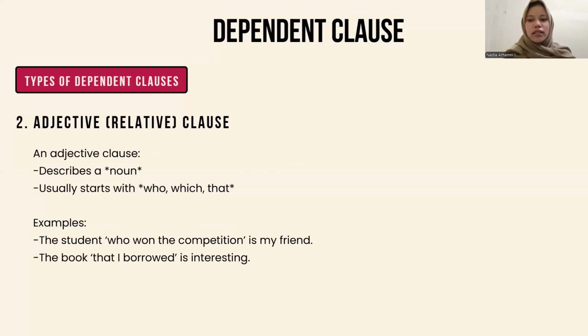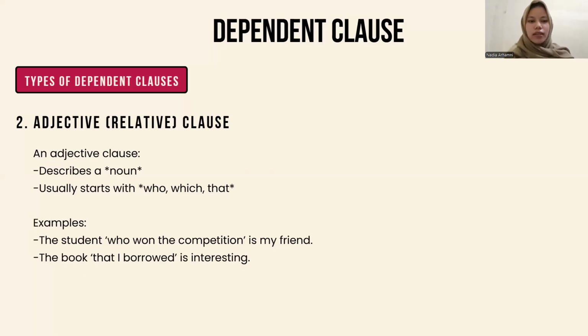Okay, and next, adjective clause. An adjective clause describes a noun, just like an adjective. For example, the student who won the competition is my friend. This clause explains which student. And then, the book that I borrowed is interesting. This clause explains which book. Examples of adjective clause words are who, which, and that.